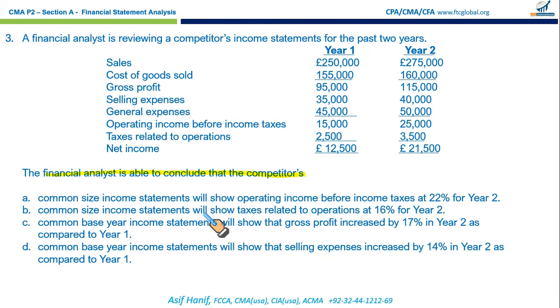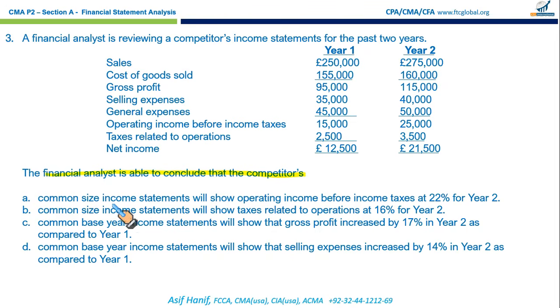Common size income statement, common size base year. So we don't know what exactly we are supposed to do. Whenever you come across a question like this, where each option needs to be evaluated and measured, it's recommended to follow option by option. Let's start with option 1. What we can see is that we have 2 years of financial statements of a competitor. A financial analyst is reviewing a competitor's income statement for the last 2 years. We have the complete income statement for 2 years, and we have to evaluate each of these options A, B, C, D.